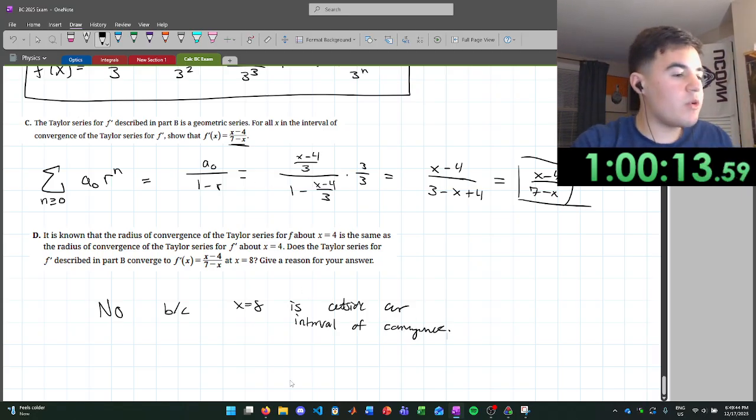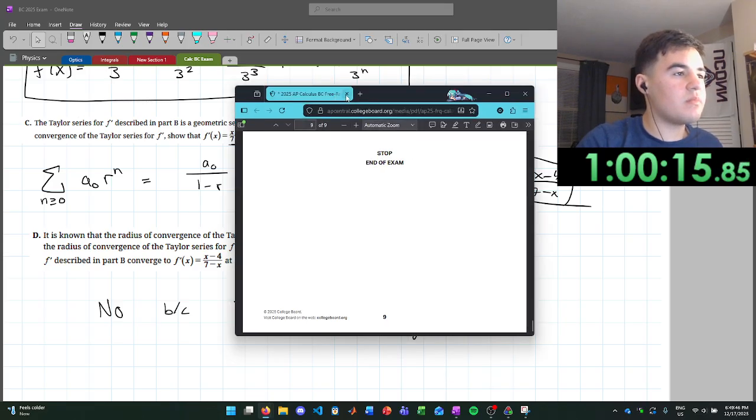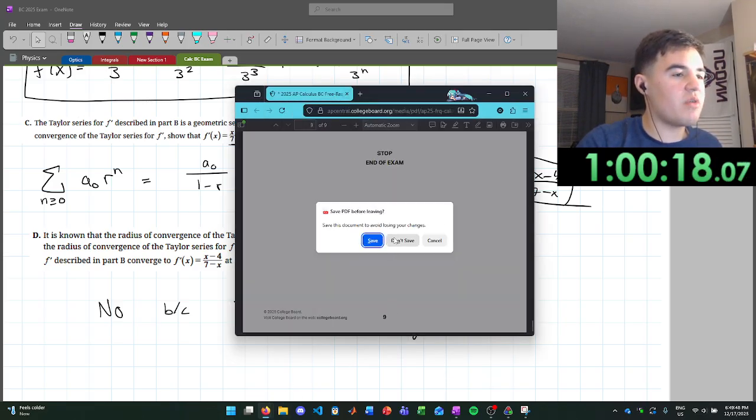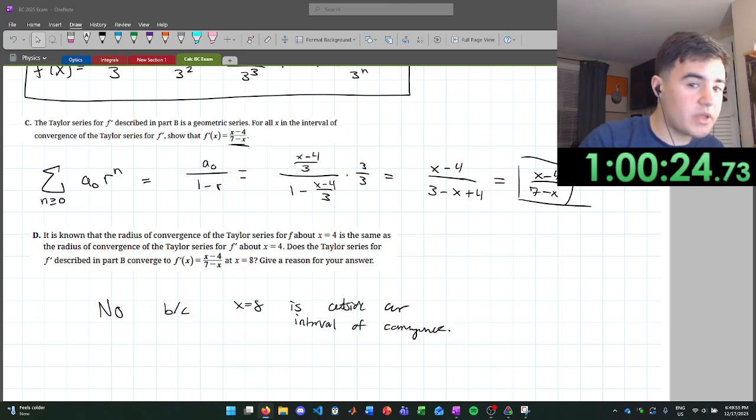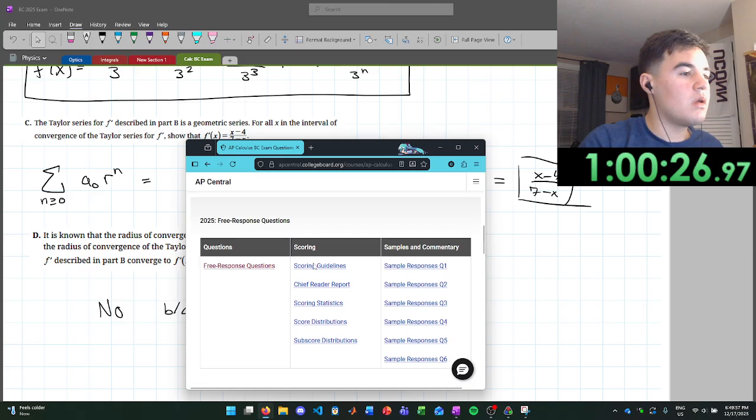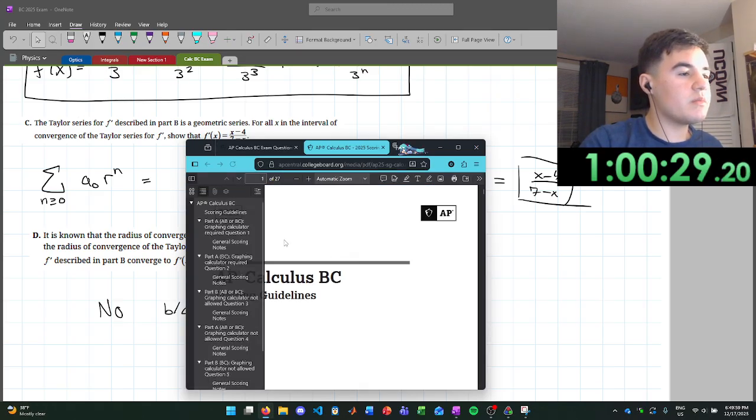Okay, so now I'm going to pull up the answers and see how much I got right, how much I got wrong, and if I would have passed or not. Okay, pulling it up here. Scoring guidelines.